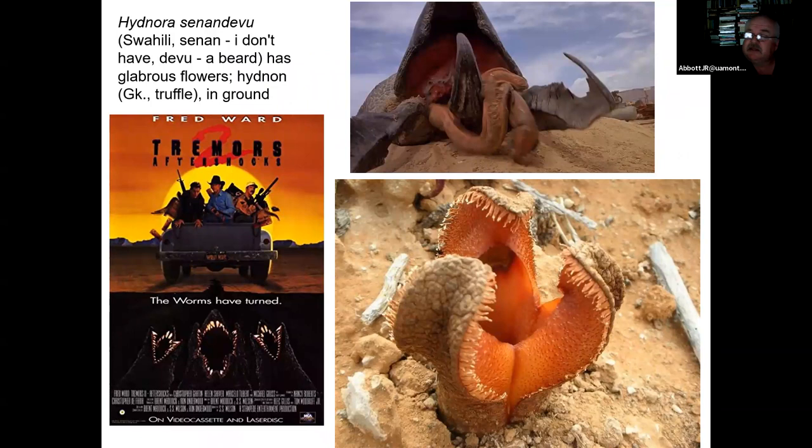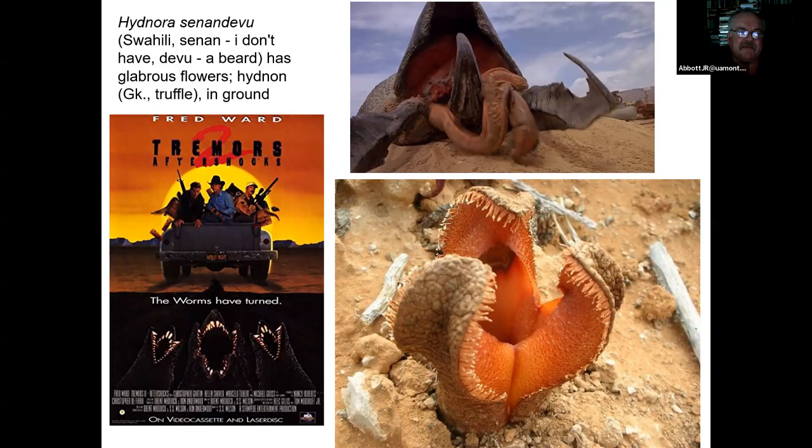And if you want to work in that part of Africa, you learn Swahili because that's what people speak there. And so the man who described this described it as Hydnora sinandevu. So we might hear that word sinandevu and think, well, that's a word. I don't know how to spell that word. I have no clue what that word means, right? Well, you've got to speak Swahili to find out that it means I don't have a beard.